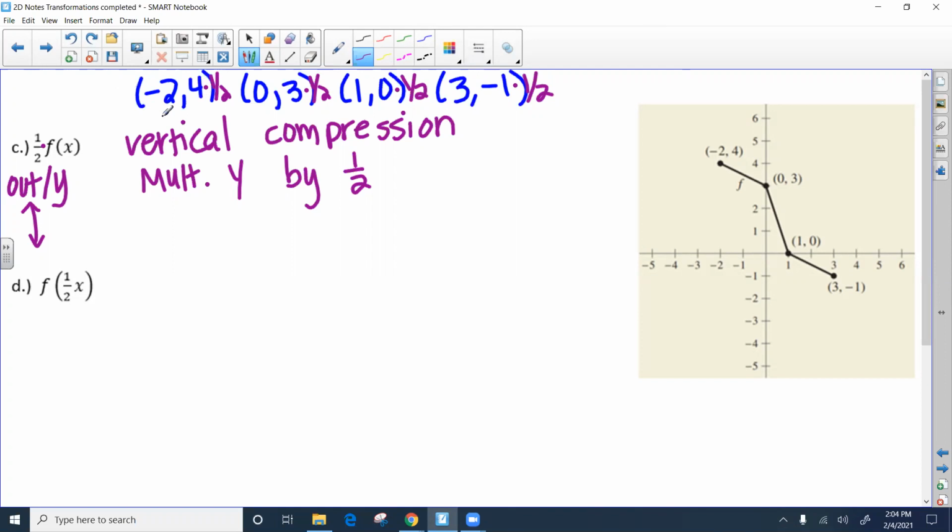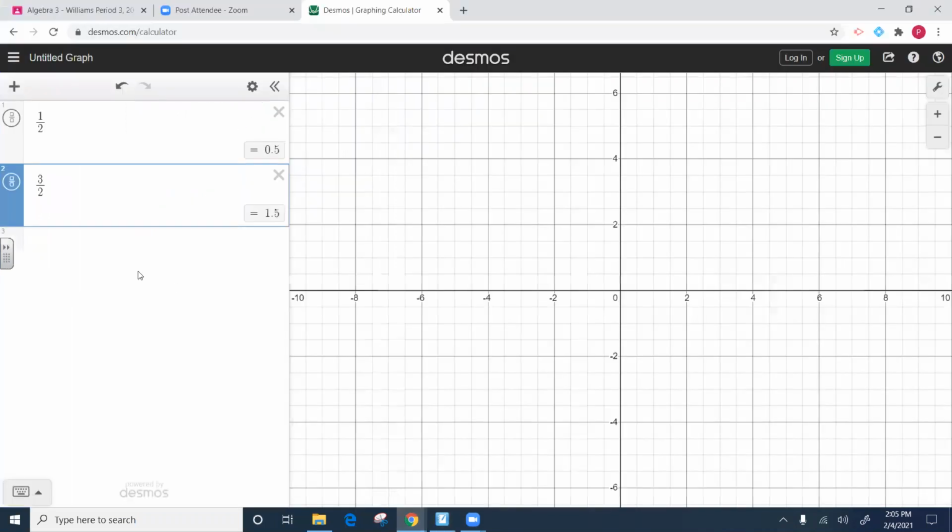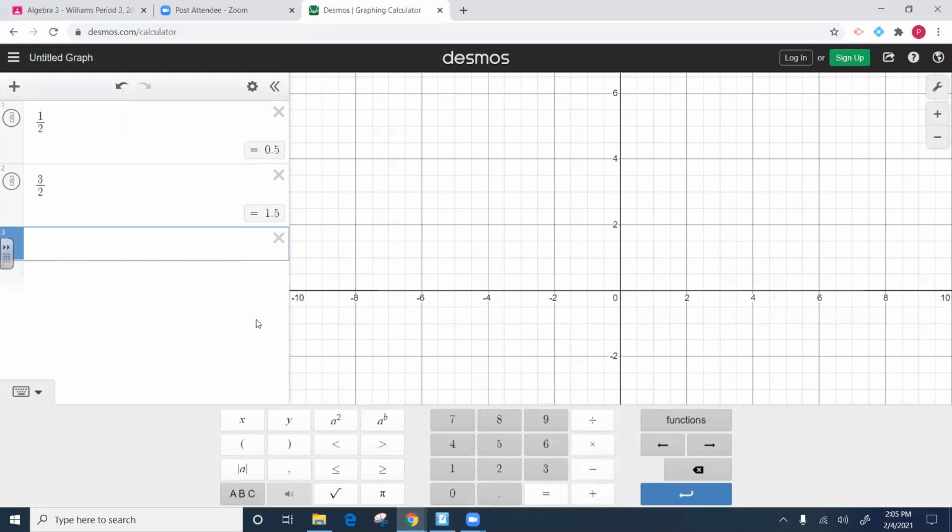So the first point was -2, 4. If I multiply the y value by a half, I have -2, 2. 4 times a half is 2. Again, if you're not sure, use Desmos. 4 times 1/2. To do a fraction, you just do 1 divided by 2. 4 times a half is 2.